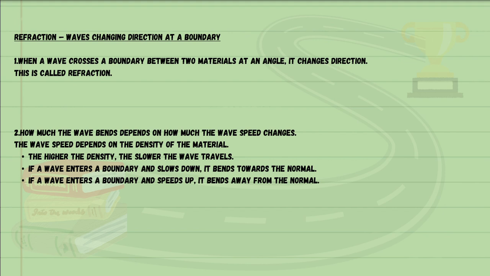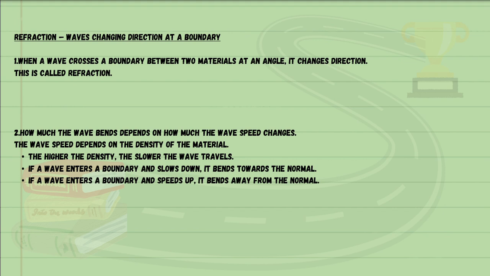Refraction, waves changing direction at a boundary. When a wave crosses a boundary between two materials at an angle, it changes direction. This is called refraction. How much the wave bends depends on how much the wave speed changes. The wave speed depends on the density of the material. The higher the density, the slower the wave travels.